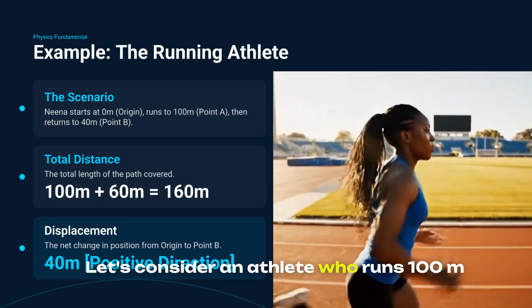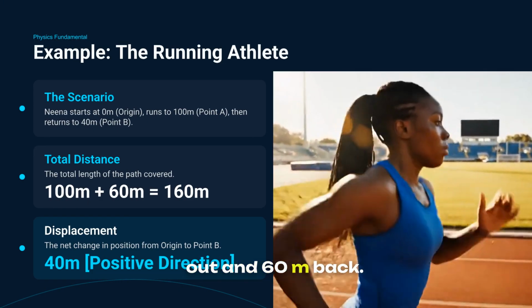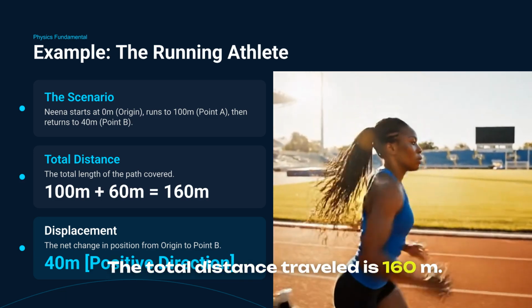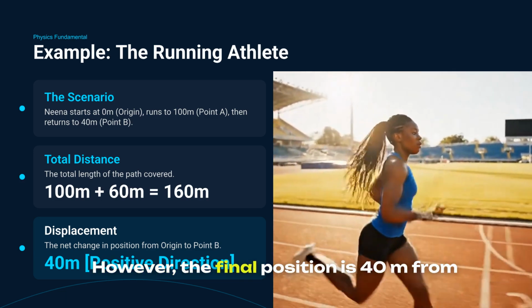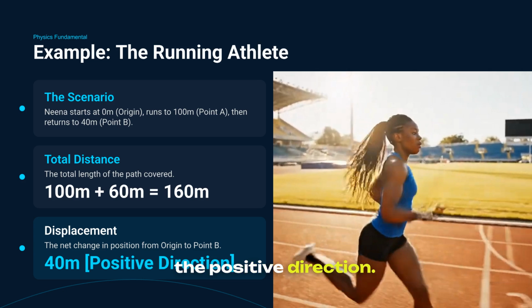Let's consider an athlete who runs 100 meters out and 60 meters back. The total distance traveled is 160 meters. However, the final position is 40 meters from the start, so the displacement is 40 meters in the positive direction.